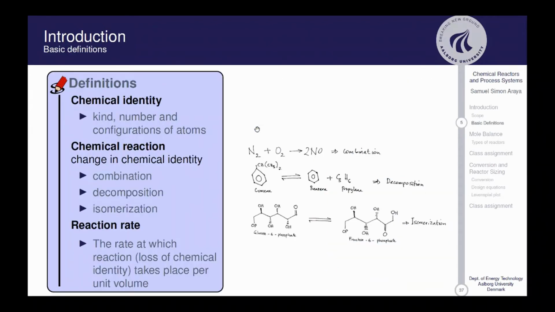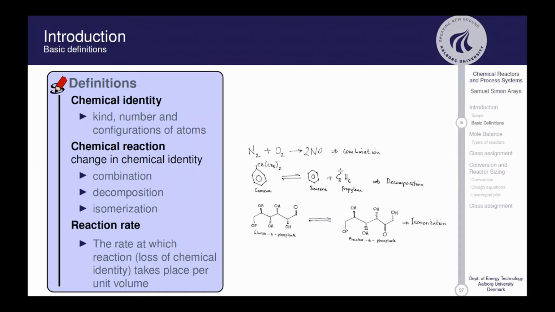Some of the basic definitions that we will use today are a chemical identity, which is basically the number and the kind, the type, and the configurations of atoms within a chemical substance, right? And a chemical reaction is basically the change in the identity of these atoms within a molecule. And chemical reactions could be combinations, decompositions, or isomerizations. And we give here some examples.